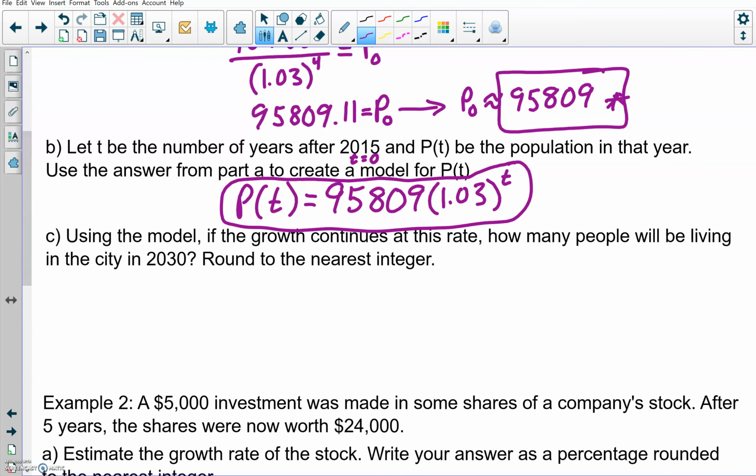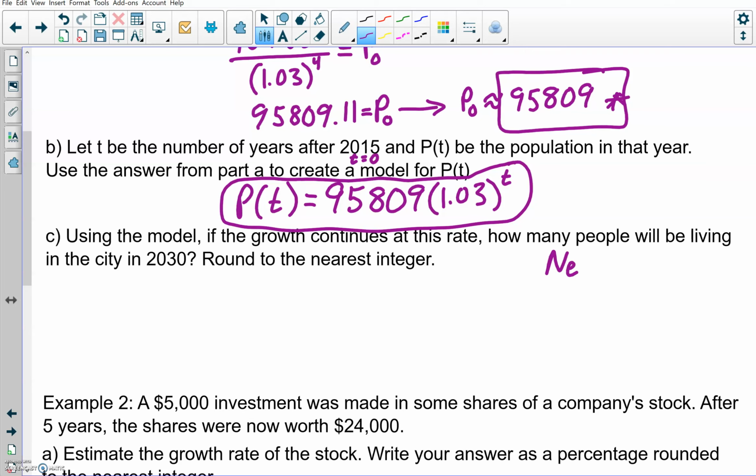So then, using the model, if the growth continues at this rate of 3%, how many people will be living in the city in 2030? Round to the nearest integer. And this is where you have to be careful. Again, I see students make this mistake. It's real easy when you haven't been paying attention. You plug in 2030. Well, 2030 is 2,030 years beyond 2015, the starting point. So you're going to get a huge number, and you don't want to do that.